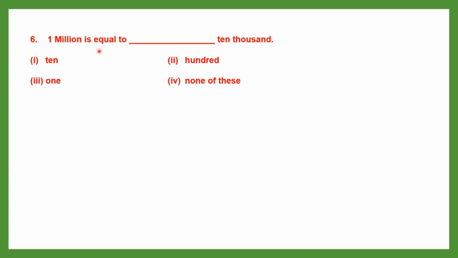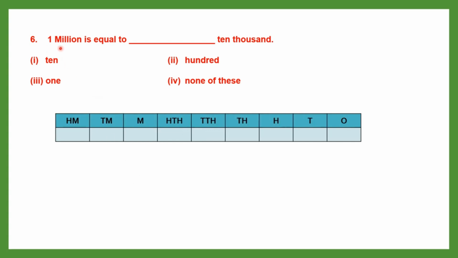Question 6. 1 million is equal to dash 10,000. Okay, 1 million means it is the international place value chart. So here 1 million, let's mark it here for us to understand. So 1 comes here. So 1, 2, 3, 4, 5, 6. That is 1 followed by 6 zeros.